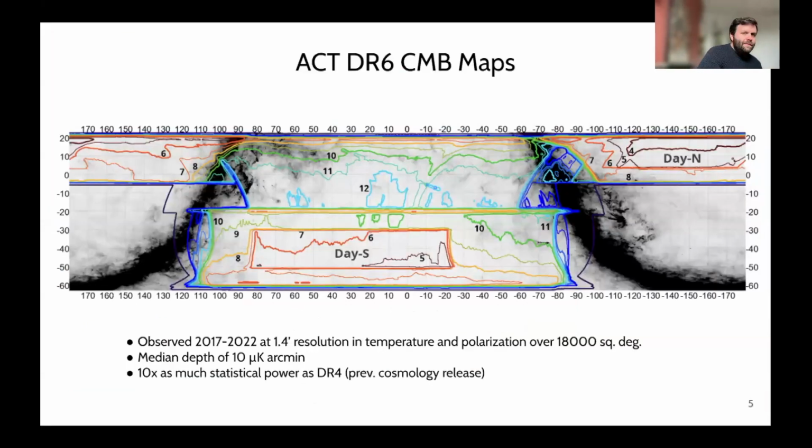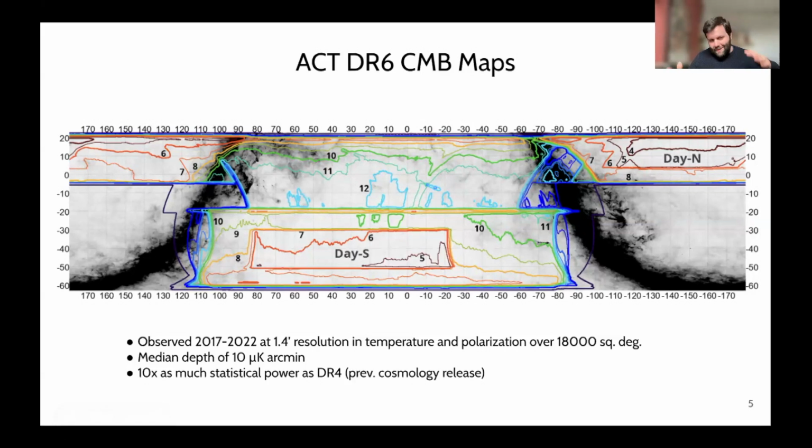The CMB data set that these lensing products are based on is the ACT-DR6 CMB map set, which is an amazing set of CMB maps for the purposes of lensing, right? And it has everything going for it. First of all, it has high arc-minute resolution. It covers a lot of the sky, 18,000 square degrees in temperature and in polarization, and it has very low noise, right? With a median depth of 10 microkelvin arc-minute, but you can see the distribution of noise levels in microkelvin arc-minutes over the sky in this plot.